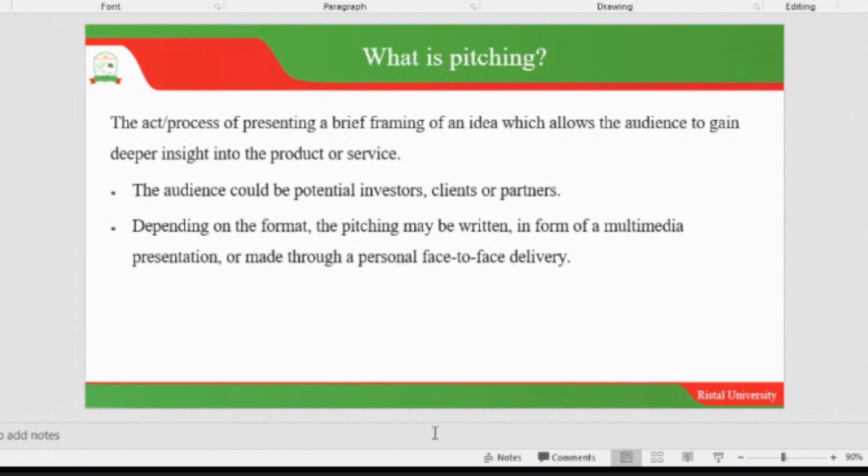So the audience could be potential investors who will give you capital to start, but it could also be investors who are willing to make your business grow if it is already in place. Could also be customers or clients, but also partners who are going to come on board and work with you. Then depending on the format, the pitching can be written, it can be in form of multimedia presentation, and it can also be made through personal face-to-face delivery.